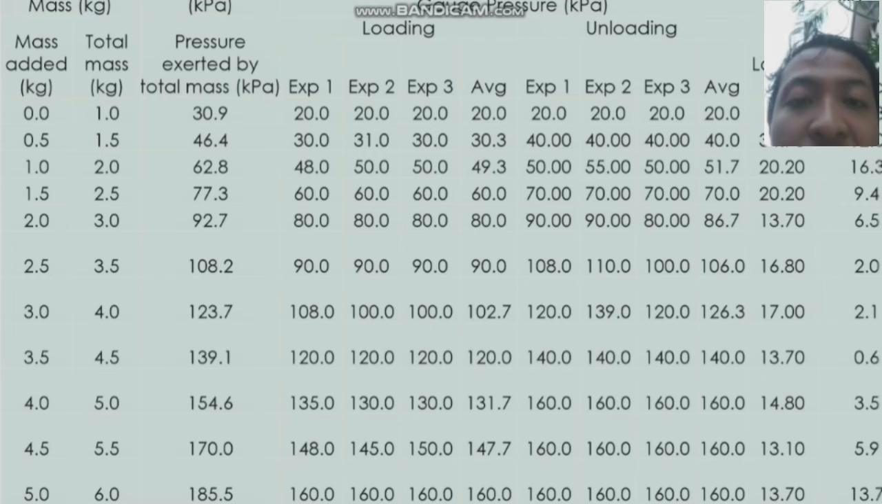For 0.5 mass added, we get 34.7 for loading and 12 for unloading. For 1, we get 20.20 for the loading and 16.3 for unloading. For 1.5, we get 20.20 and 9.4 for loading and unloading. For 2.5, we get 16.18 and 2.0 for loading and unloading. And finally for 5, we get 13.7 and 13.7 for loading and unloading.